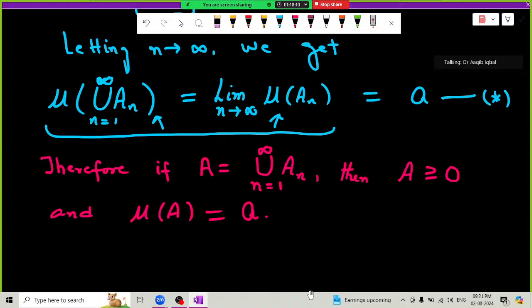इस सेंस में मैं कह सकता हूँ that this capital A is in a way the largest positive set contained in X, because इसका जो mu है that's equal to little a, and little a is the sup of signed measures of all the positive sets. So this is A.